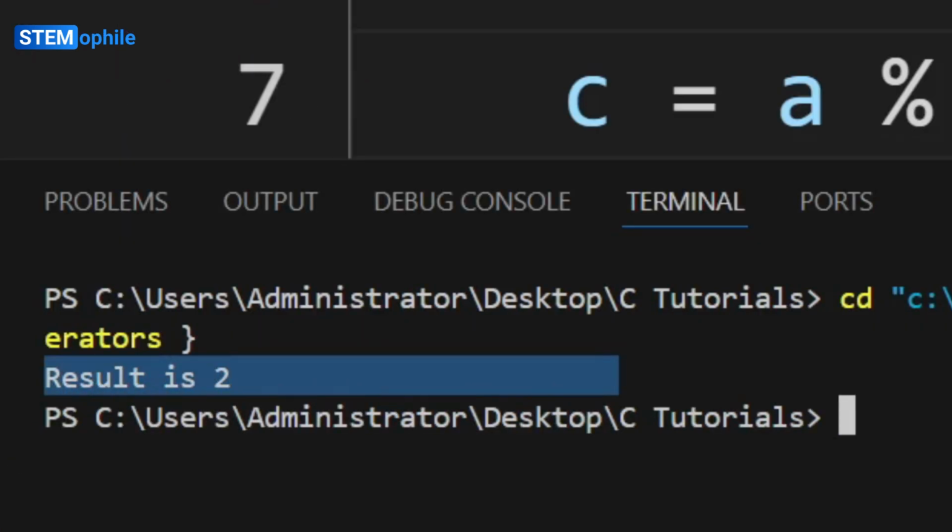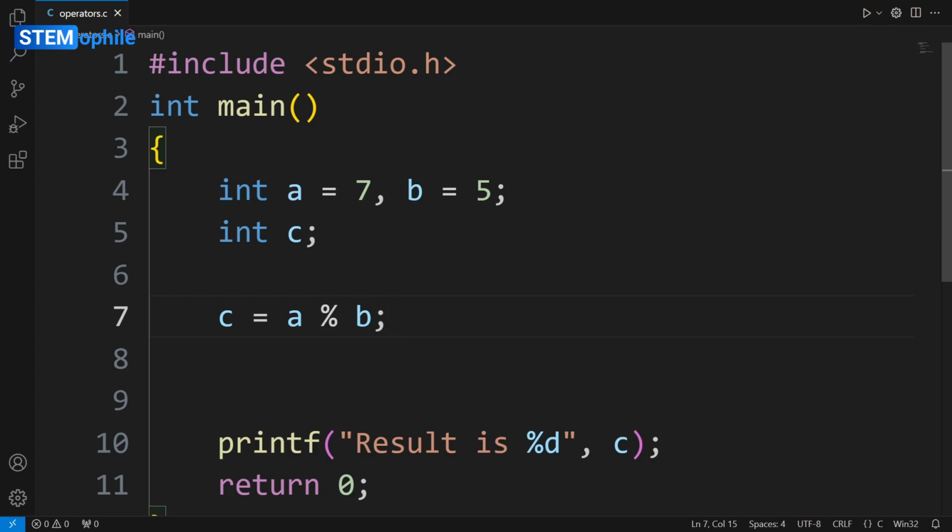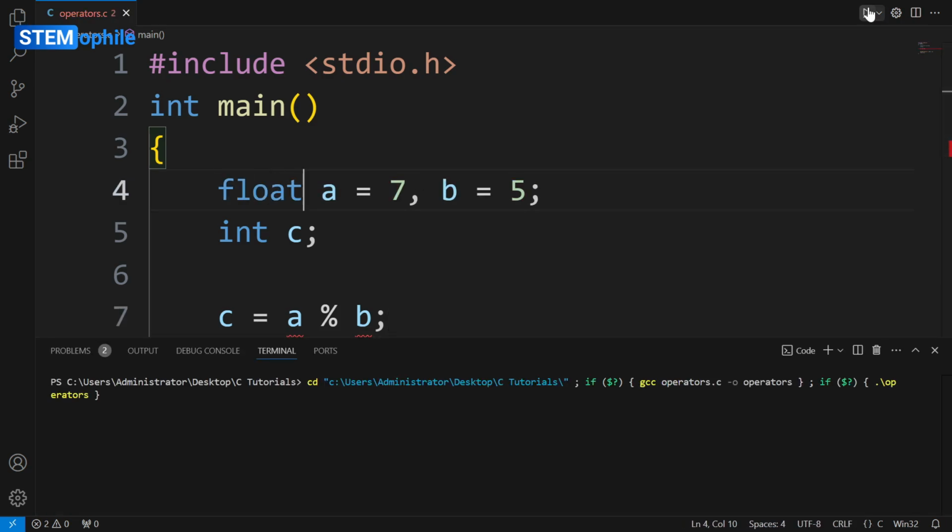This is called the remainder in mathematics. This is why the modulus operator doesn't work with floating point numbers, because here we are dealing with whole apples, not pieces of apples. If you use float variables, it will give you an error.